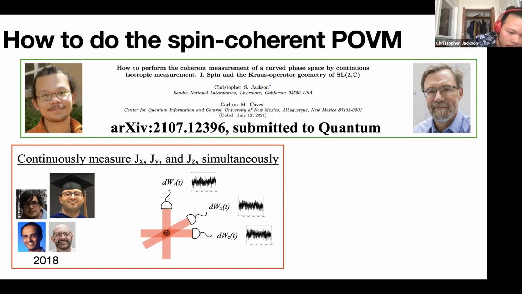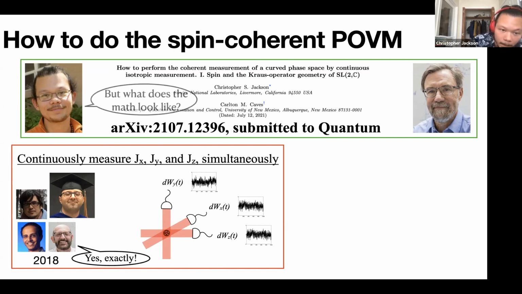And we wrote a little paper in 2018 because we had enough to show that they just wanted to show you could do this spin coherent state POVM. But I wanted to do so much more to be confident that the result was correct. We wrote a little letter in 2018 announcing this. They were perfectly happy with stochastic differential equations only. But what does the math look like?